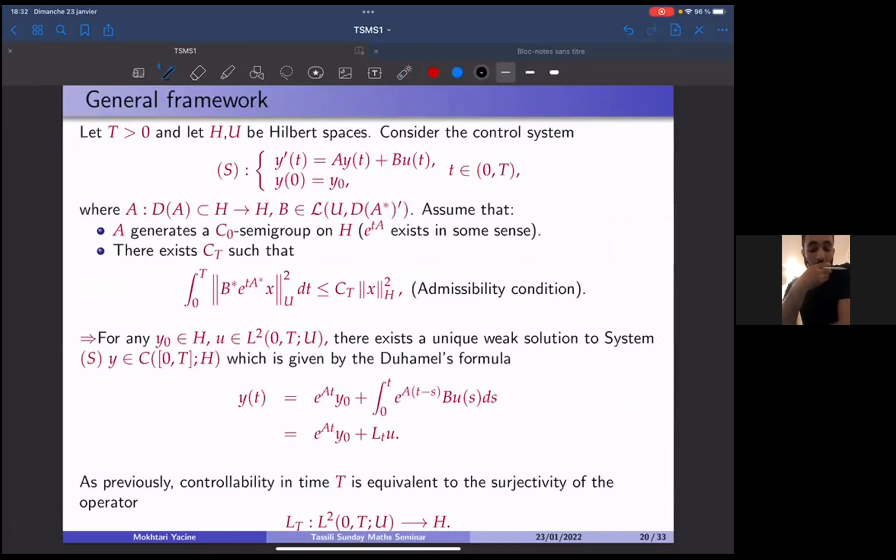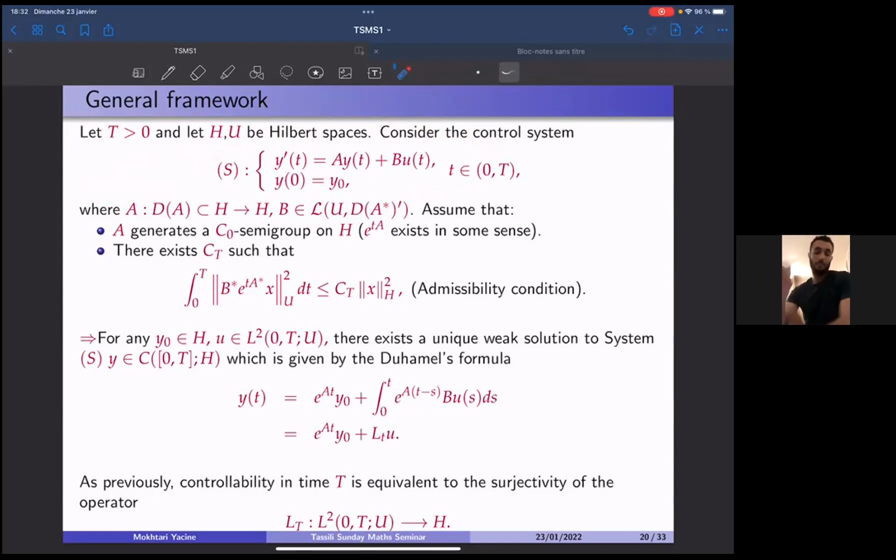Okay, now let me build a general framework for control theory in infinite dimension, exactly like for the finite dimensional case. I will always consider T to be the control time, and H is a Hilbert space, called the state space, and U is the control space. It's where the control lives. And I consider this linear system, exactly as in the finite dimensional case.